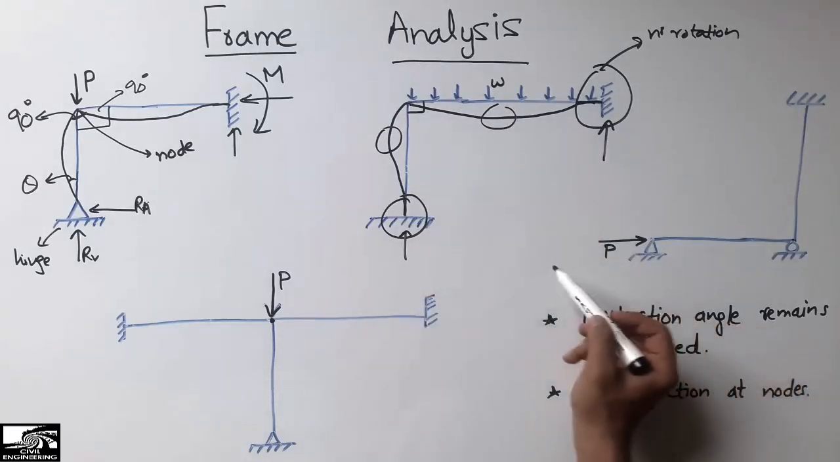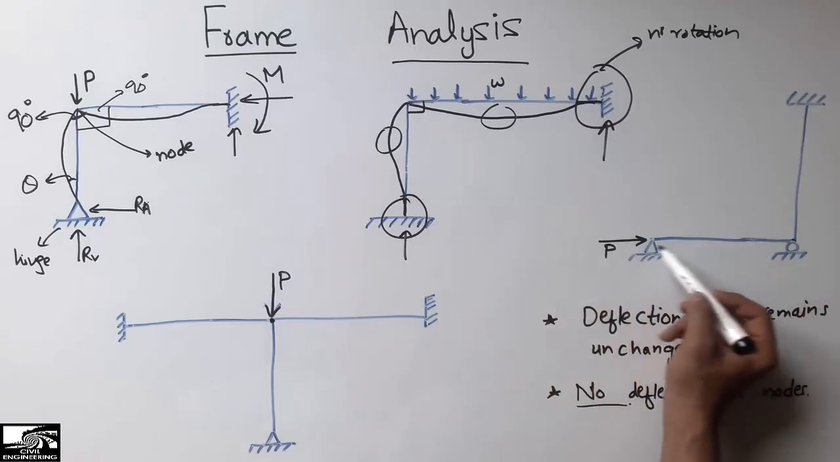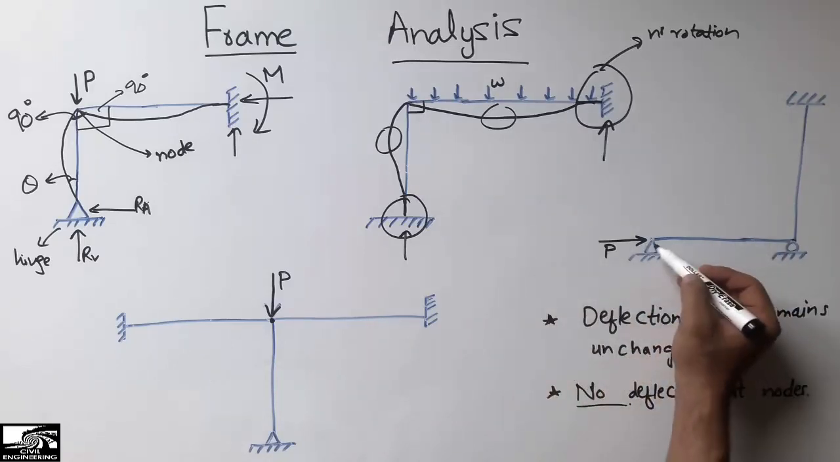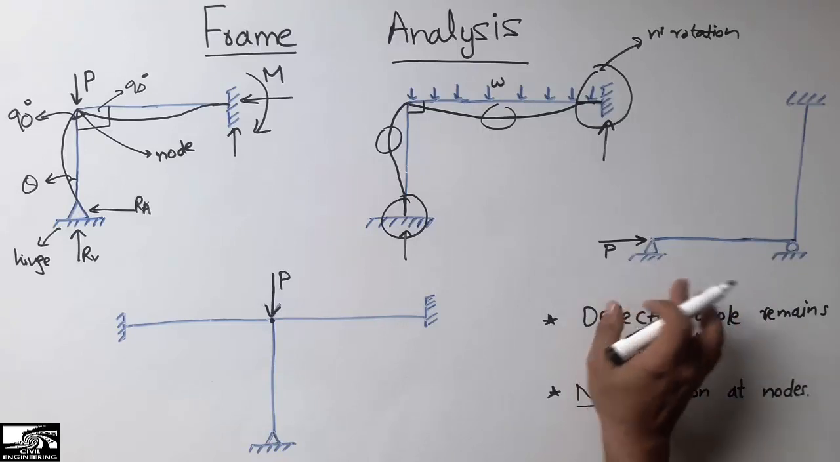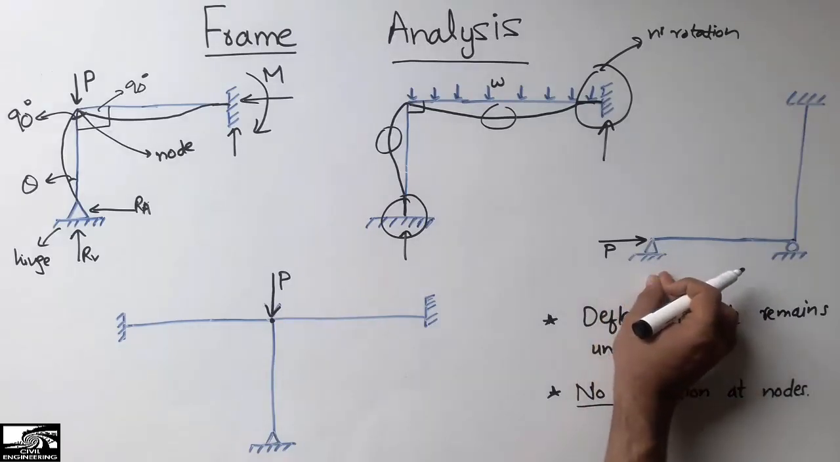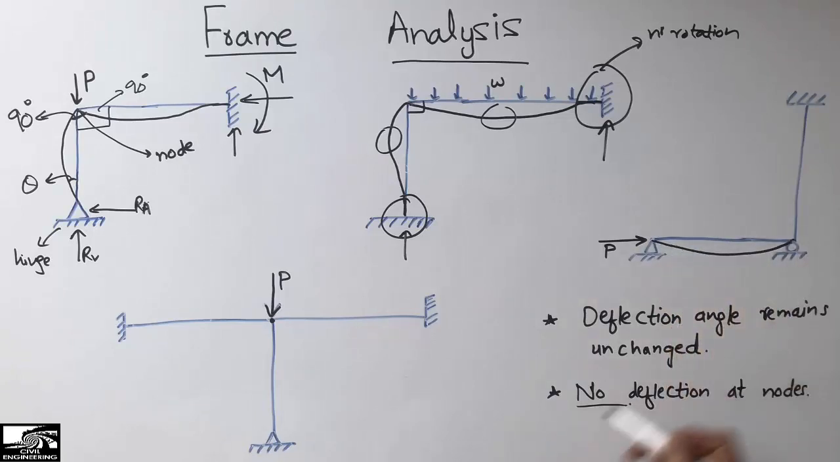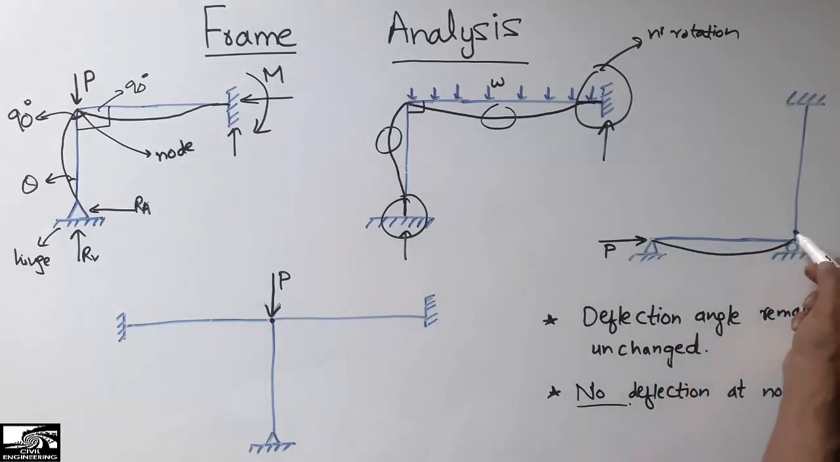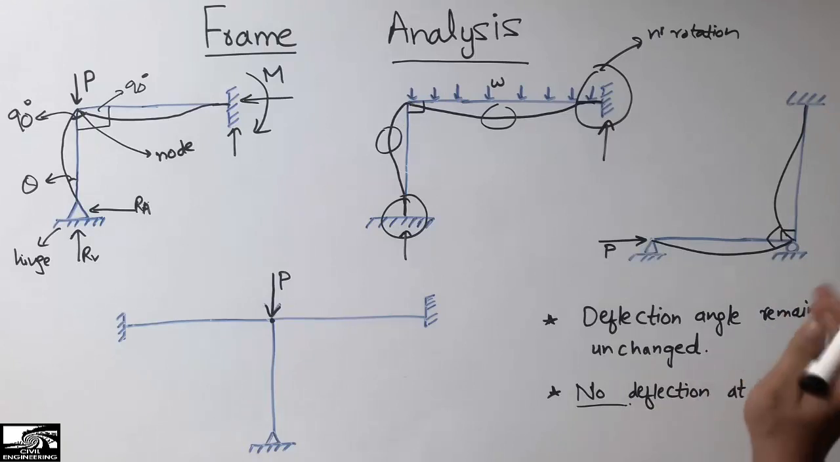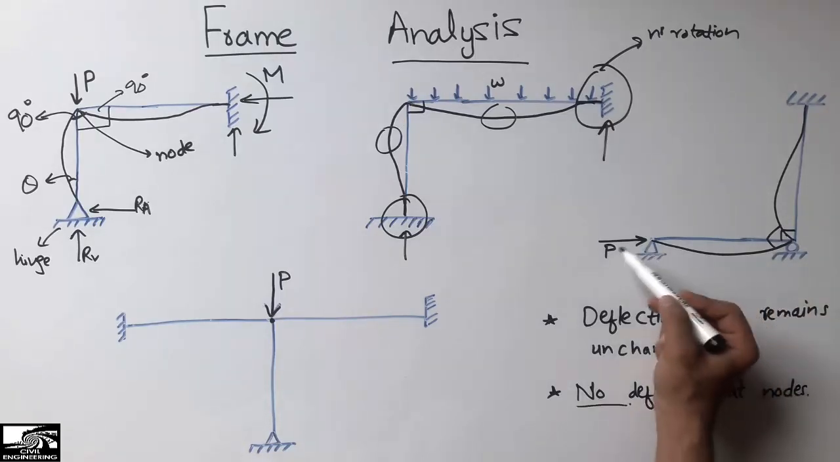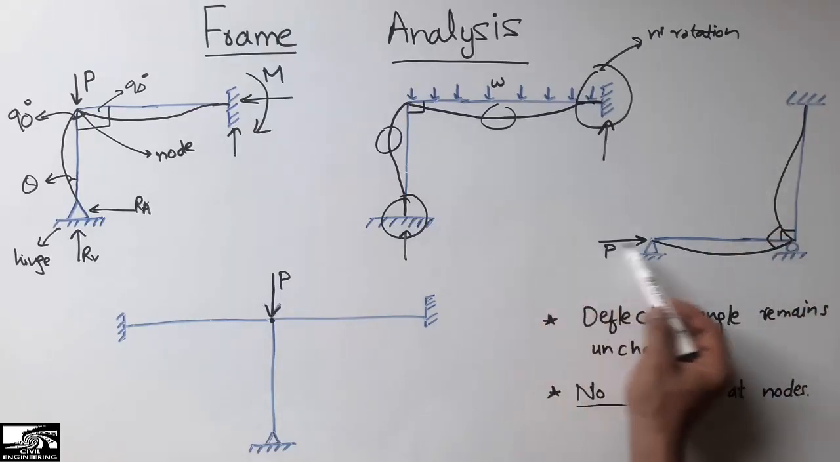The next one is if the load is acting horizontally to this beam, so the deflected shape will be like this. The hinge support, so there will be no horizontal and vertical displacement, so it will move in this way. Now, these two members have 90 degrees, so to keep it 90 degrees, this frame will deflect in this way. Now again, the angle between these two members is 90 degrees.